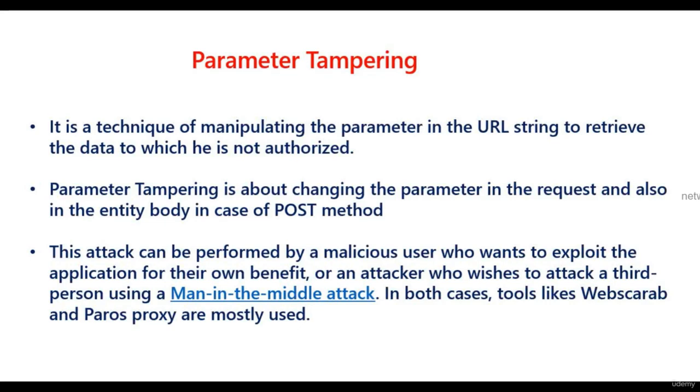So next we are going to discuss parameter tampering. It is another web application vulnerability by which a malicious user, a hacker or an attacker, manipulates the parameter in the URL and retrieves data which they are not actually authorized to access. Parameter tampering is about changing the parameter in the request and also in the entity body in case of the POST method.